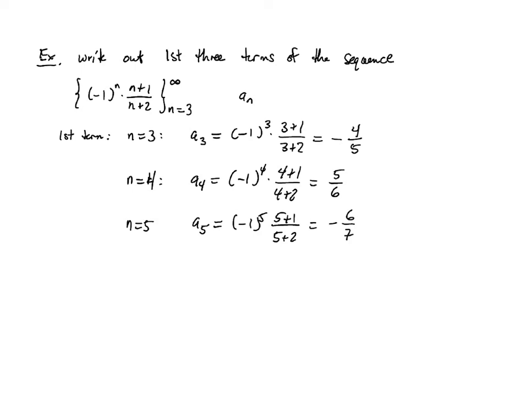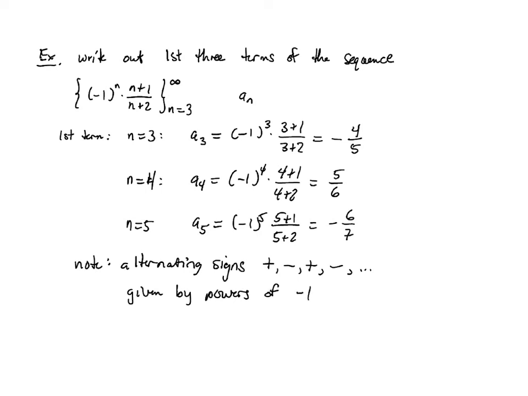One thing to notice in this example is that the signs in the sequence alternate. This one goes minus plus minus. Sequences can come with all positives, all negatives, or with alternating signs. Alternating signs are almost always given by powers of negative 1. As we saw in this example, (-1)^5, (-1)^4, (-1)^3 was what was giving us the negative signs, or the non-negative signs, in the sequence.